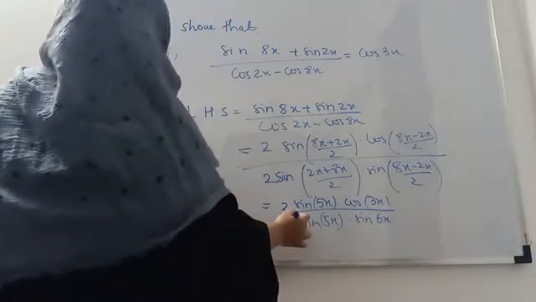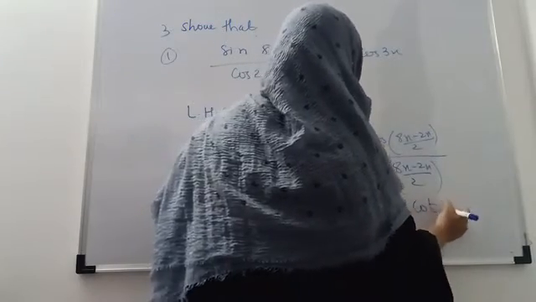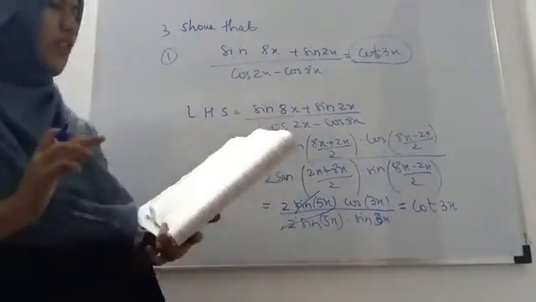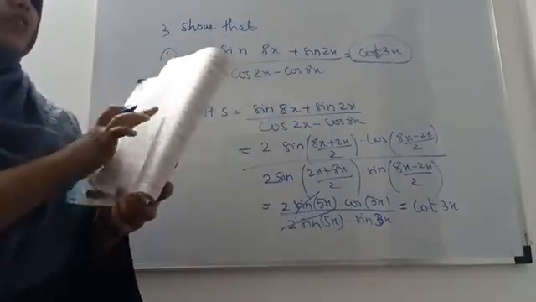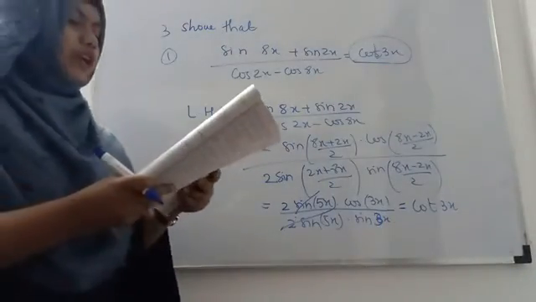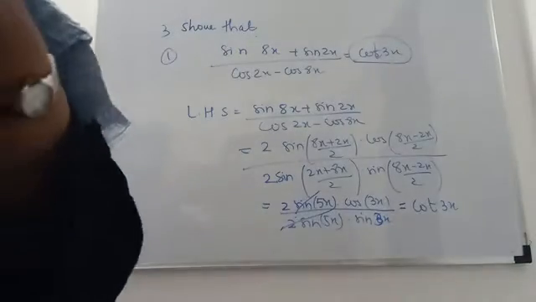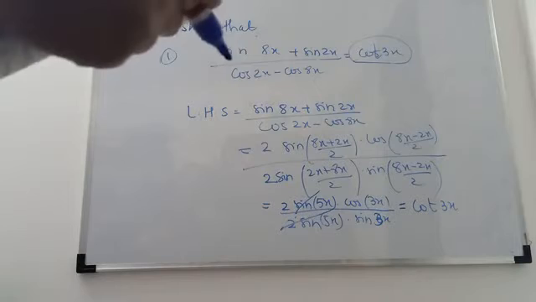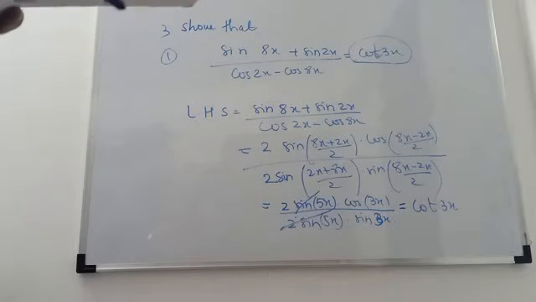So sin 5x and sin 5x will get cancelled, and you will be left with cot 3x. So here also there is a cot. There is a printing mistake again in this question, so it should be cot 3x, which is proved. Now, the second part of this question is very easy. It is for your homework.